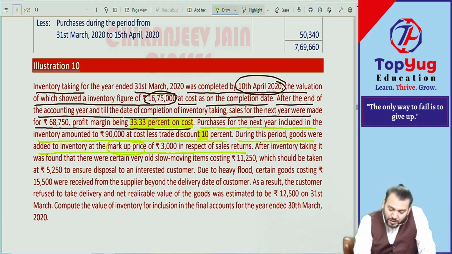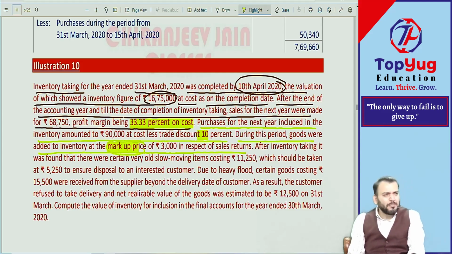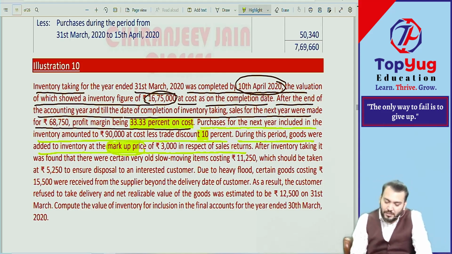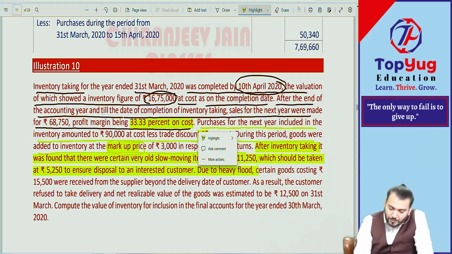Just write down for your understanding: markup price means sale price. So sale price will be given only for sales return, which is 3,000. After inventory taking, it was found that there were certain very old slow moving items costing rupees 11,250 which should be taken at 5,250 to ensure disposal to an interested customer. This is a new point, I need to explain this point. Just highlight up to this.